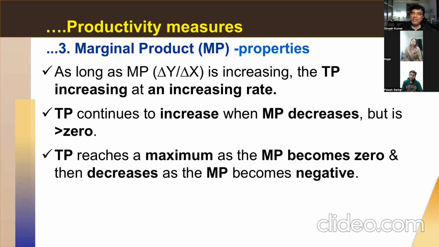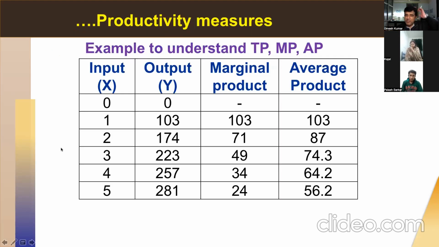But in the law of diminishing returns, we should study only stage 3. But in the law of variable proportion, we study all the 3 stages. I will explain you further when it comes again. Now you see an example to understand TP, MP.